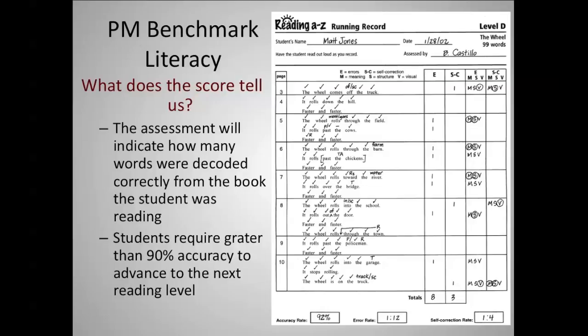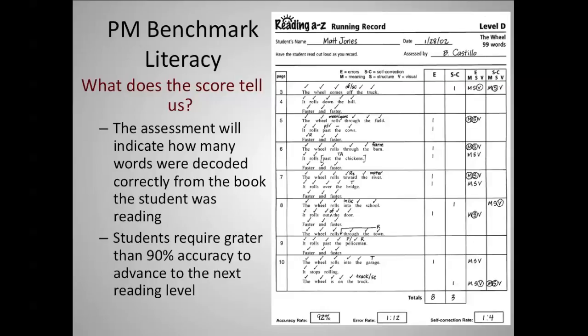So what does the score tell us after we've collected the assessment? So the assessment will indicate how many words were decoded correctly from the book that the students were reading. Students are then required to have 90% accuracy to advance to the next reading level.